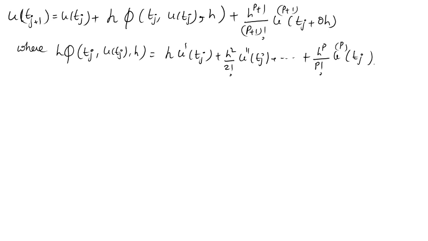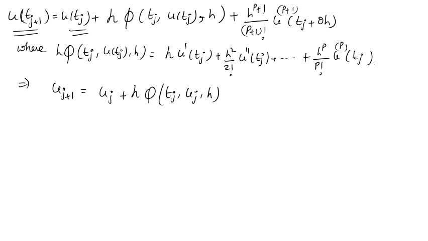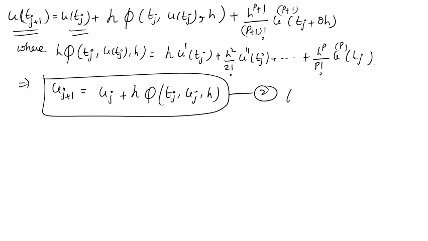Therefore this implies uj+1 is equal to uj plus h into phi of tj, uj, h. This is equation 2, for j equal to 0, 1, 2 up to n minus 1. This is a single step method as usual.